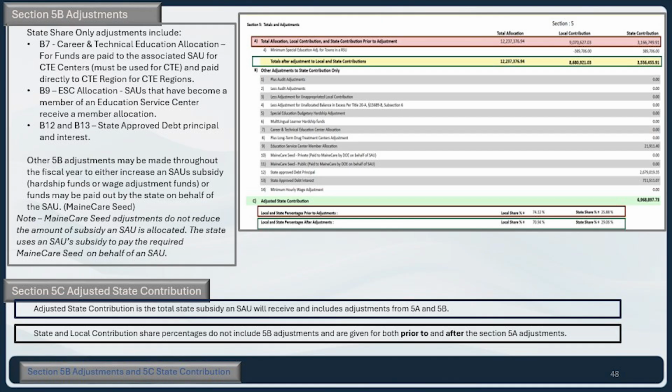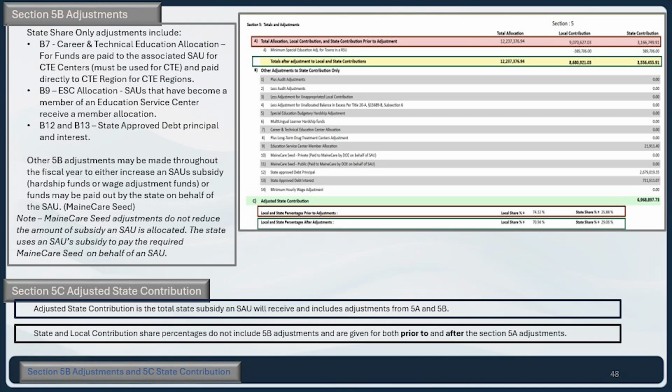And then in 5B, we have what we call the state share only adjustment. So in section 5, the state share goes up, the local share goes down. In section 5B, only the state share is adjusted. And these are the costs for career and technical education, education service centers, and then the state-approved principal and interest debt for approved construction projects. This one used to be in section 3. It has been moved over to section 5B to state only because we needed to remove that local share. If it was in section 3, there was a local share contributed to this state debt allocation. So now it is state share only.